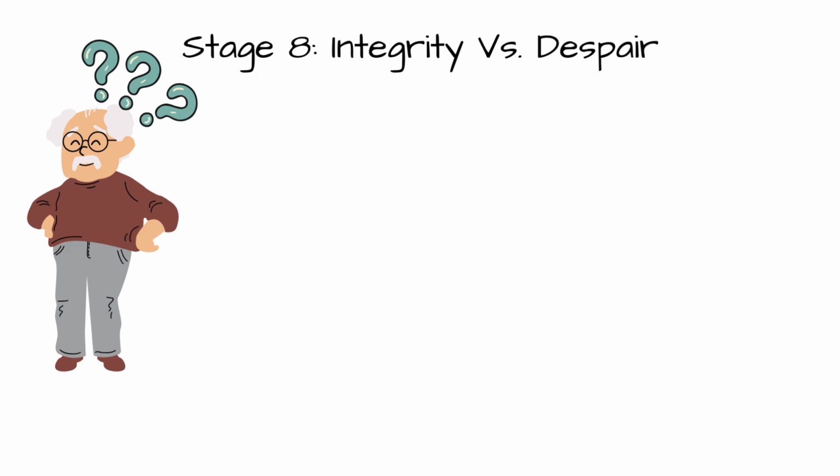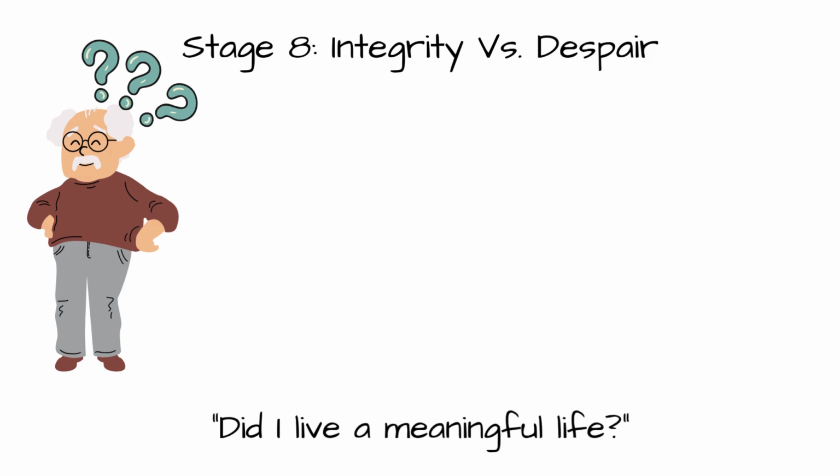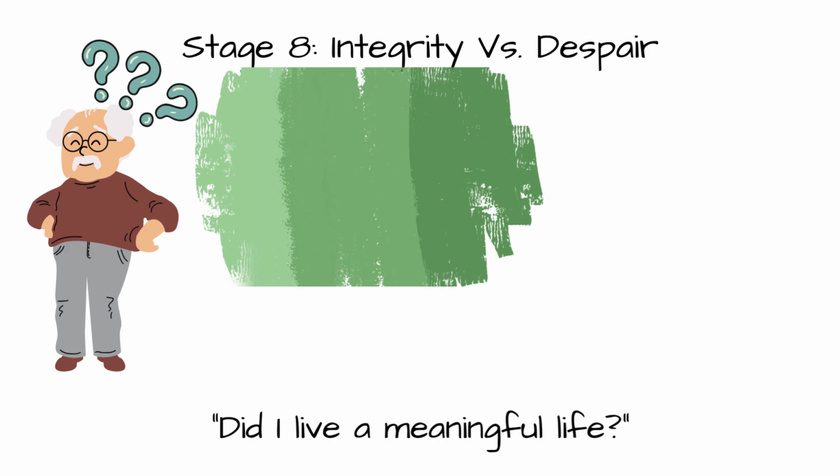Stage 8. Integrity versus despair. The final psychosocial stage is known as integrity versus despair, and it begins around the age of 65 and lasts until death. During this period of time, the individual looks back on his or her life. The major question during this stage is, did I live a meaningful life? Those who have will feel a sense of peace, wisdom, and fulfillment even when facing death.